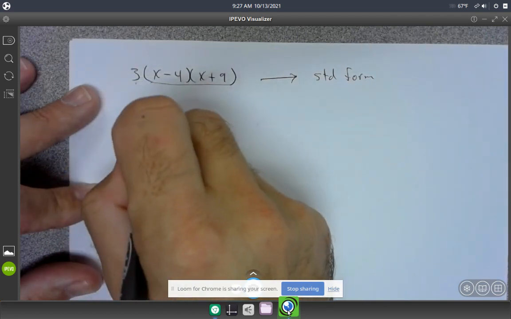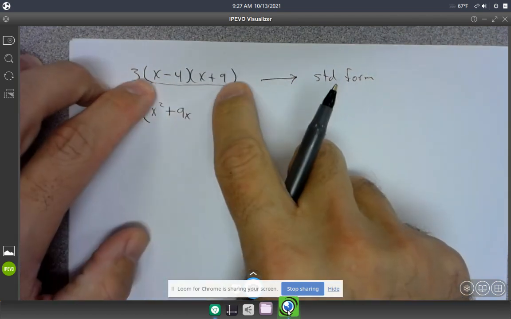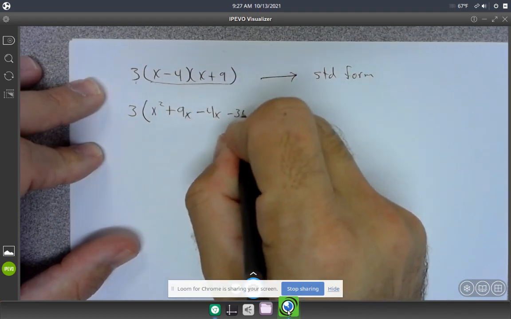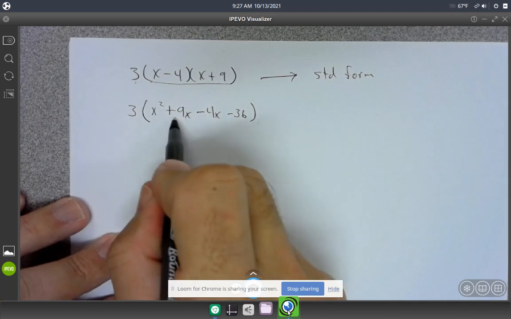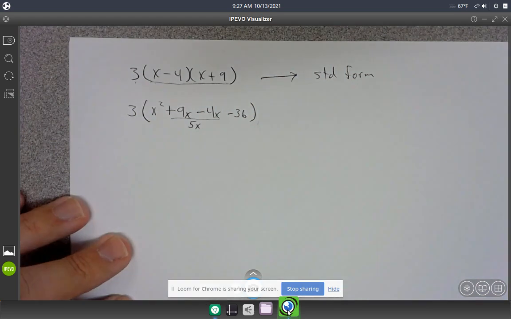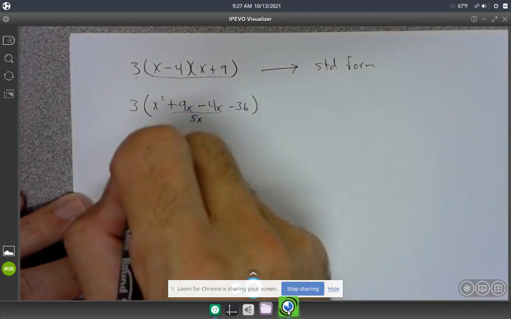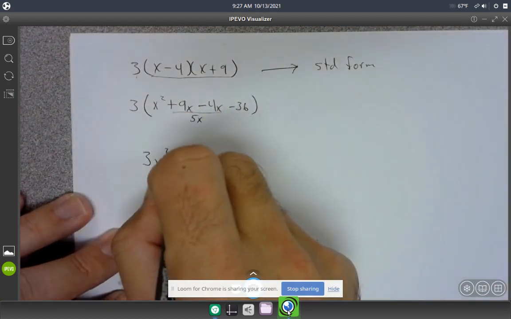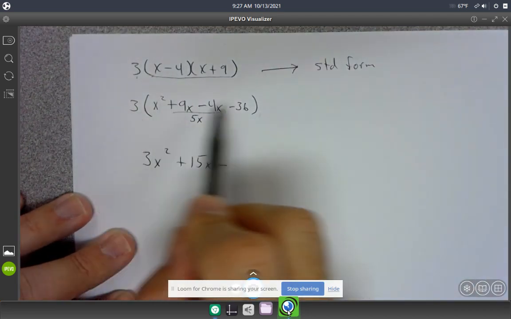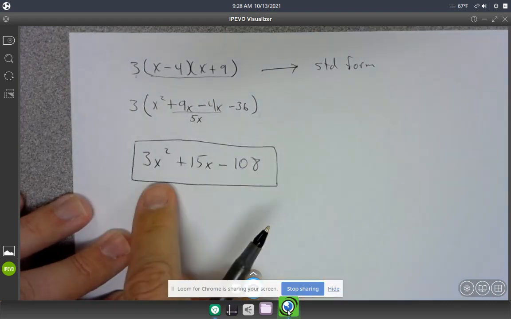So 3, and then it's going to be, x times x is x squared. You'll get your 9x here. You'll get your negative 4x there. And you'll get your negative 36 right there. Okay. These terms in the middle, that's going to give me a little 5x when I combine them. But now I'm going to go ahead and distribute my 3 inside. So it's going to be 3x squared plus 15x minus 3 times 36 is 108. All right. And that is in standard form.